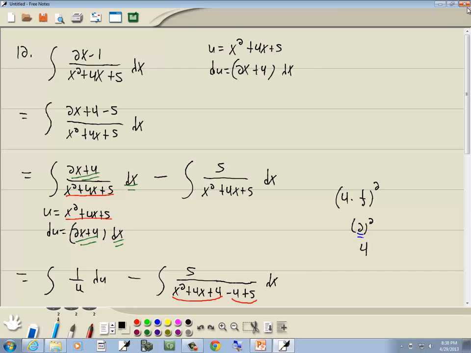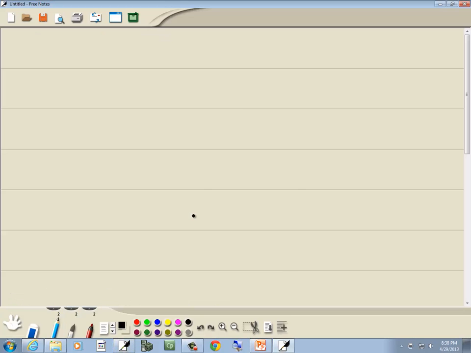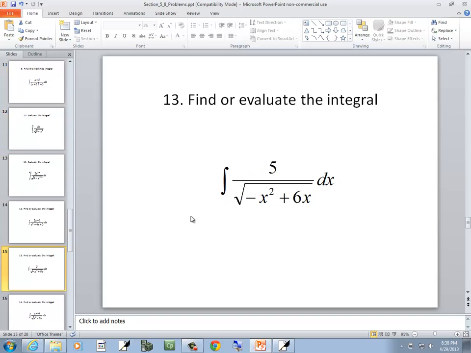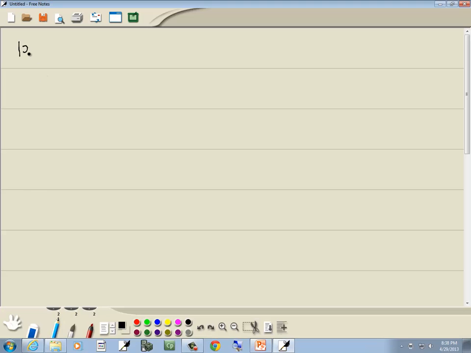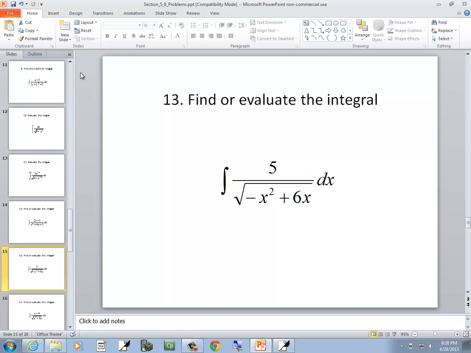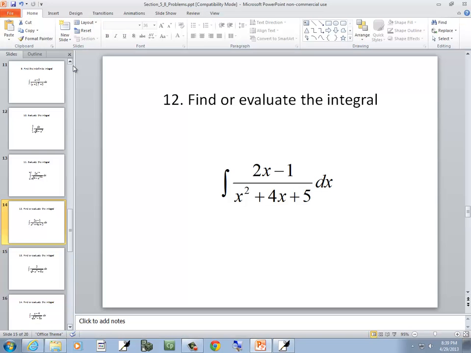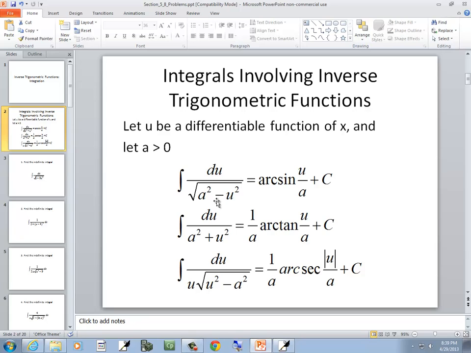And let's look at number 13. This is another complete the square one. So we've got the integral of 5 over the square root of negative x squared plus 6x dx. Well, we need to complete the square on what's inside the square root to see what pops out. We want it to look like either our first one or our last one, so it's going to be one of those.